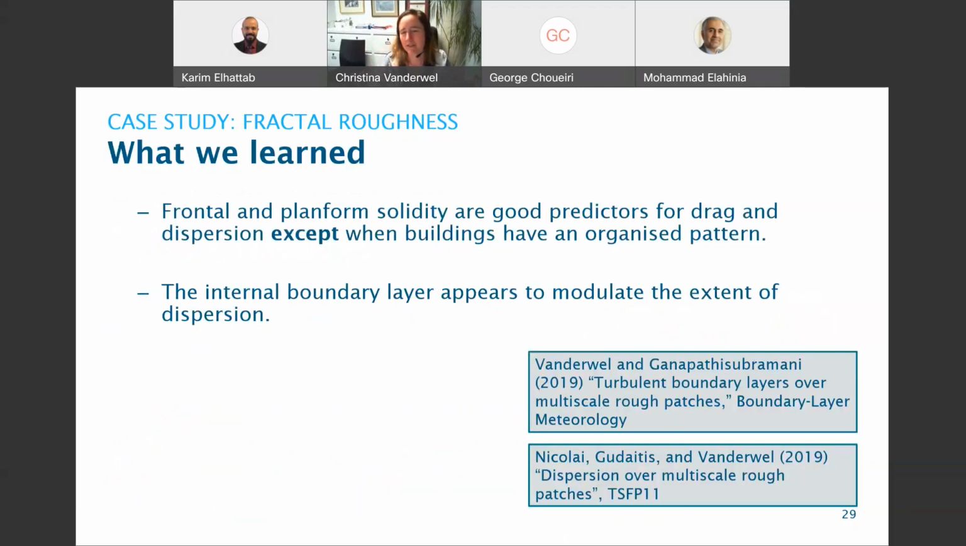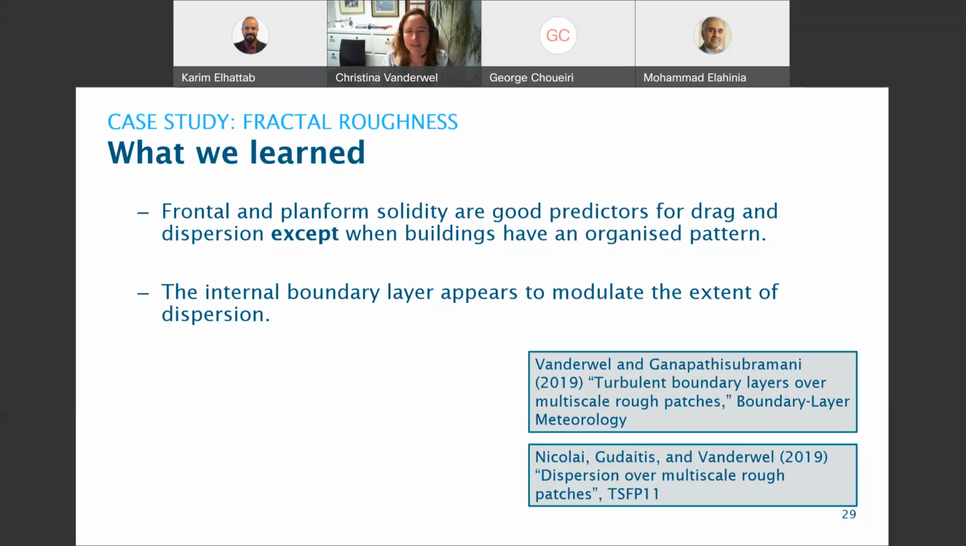So just to summarize what we learned from that case study, first of all, that the frontal and planform solidity are good predictors of drag, except when the buildings have an organized pattern. And secondly, that the internal boundary layer not only seems to govern the velocity profile, but also modulate the extent of dispersion.